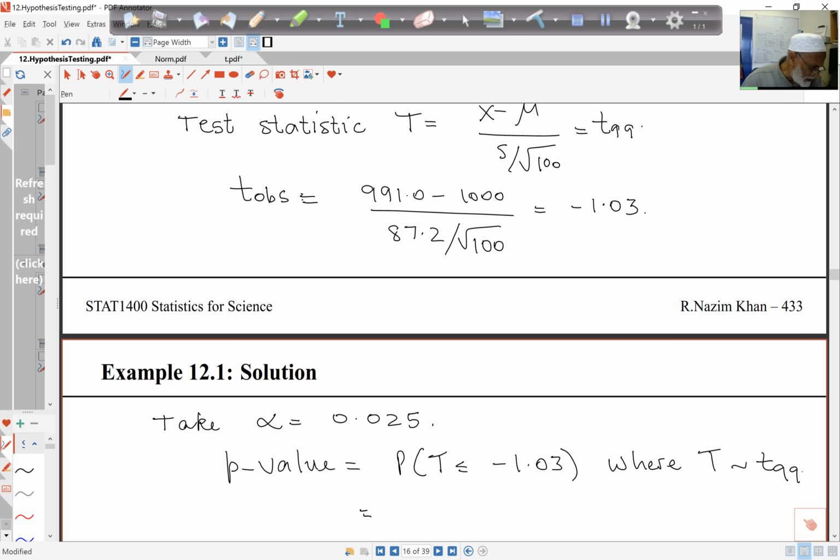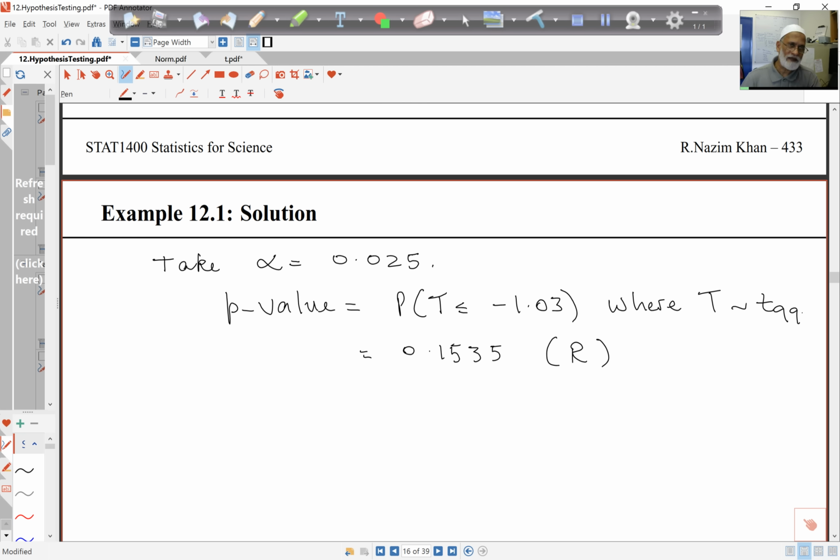And again, we'll use R for this, and we get 0.1535. So we can either use R to obtain this, or be given this. And so in this case, there is insufficient evidence to reject the null hypothesis again.